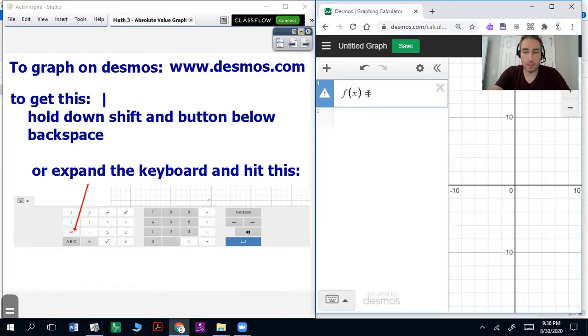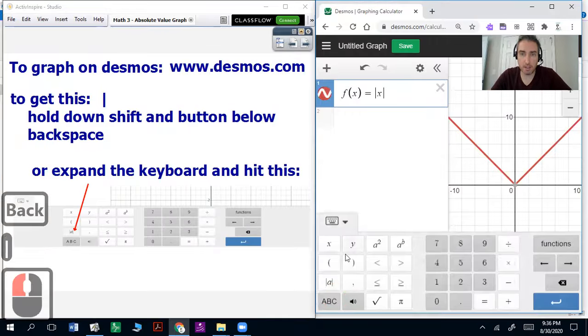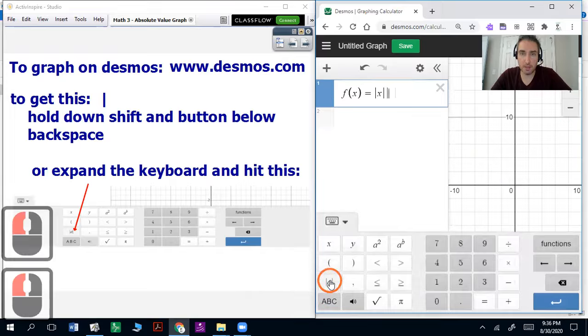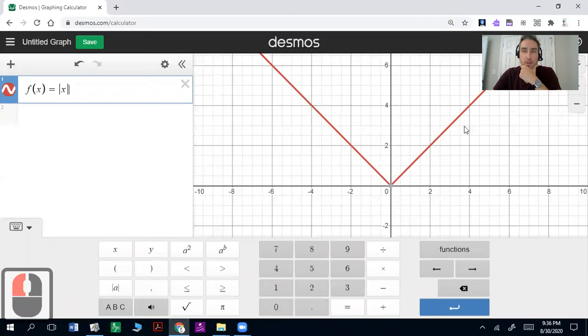And I will press shift and the button below backspace, which is, I guess, a backslash, and you can put the x right in there. You can also access that by clicking the calculator down here, and you'll see the absolute value of a, and that'll put those bars there too. So let me do full screen on the graph so you can see it. And you can verify that it's going to be the same points here, and you can click on it.